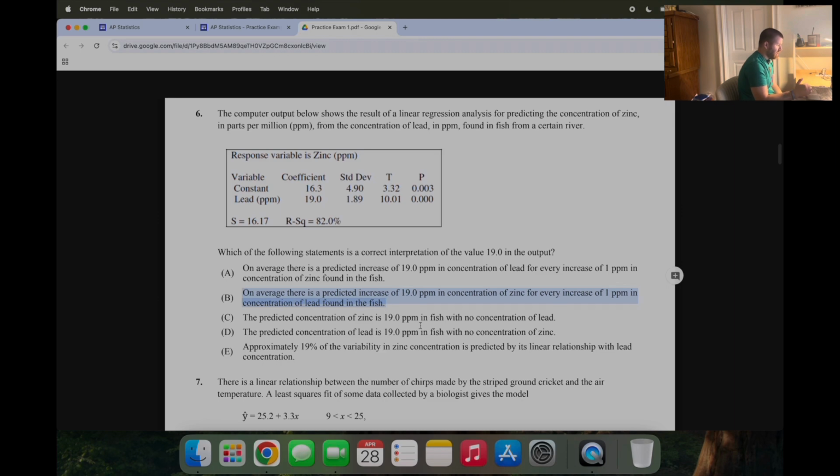It's B. On average, there is a predicted increase of 19 parts per million in the concentration of zinc in y for every 1 part per million concentration of lead. And so again, it's about gaming what is the question asking me? Because the other thing that you have to remember is that you have on average 2.25 minutes per question. So 2 minutes and 15 seconds.